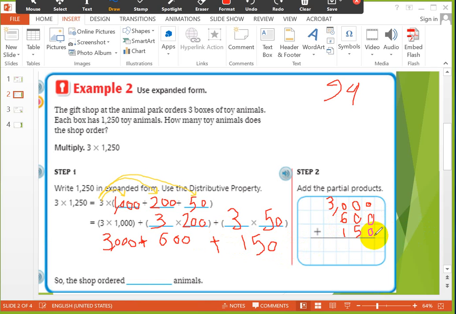Now let's add. 0 plus 0 plus 0 equals 0. Now 0 plus 0 equals 0 plus 5 equals 5. So I will write it here. Now 0 plus 6 equals 6 plus 1 equals 7. So I will write 7. I will put a comma here, and there is no thousand, so I will write the 3. So what is the final answer? The final answer is 3,750. Excellent, girls. Thank you.